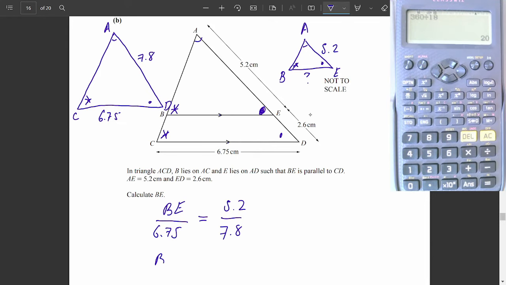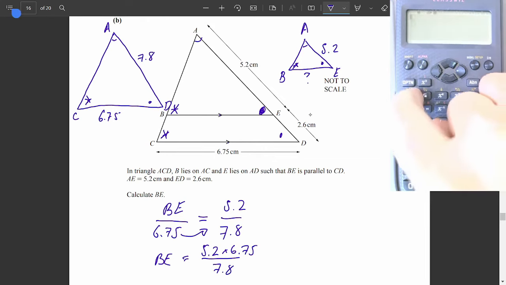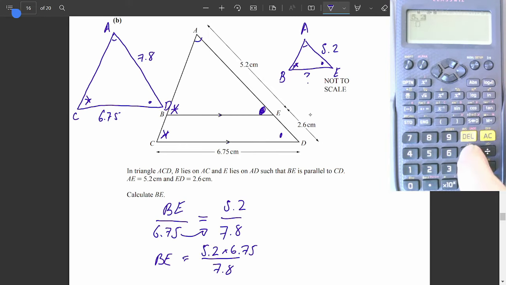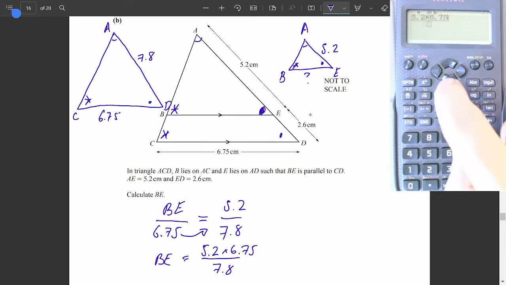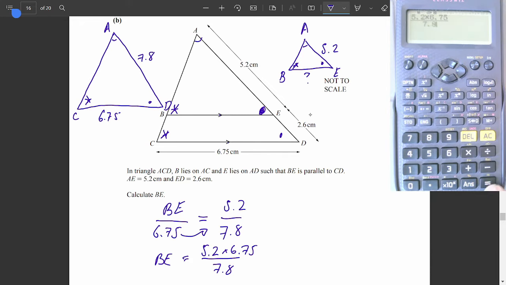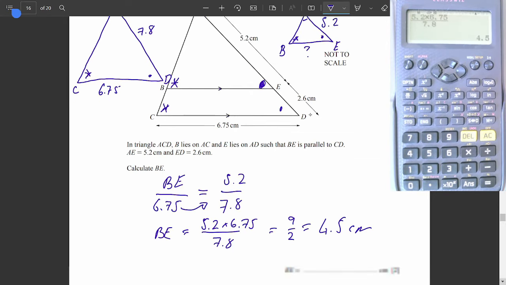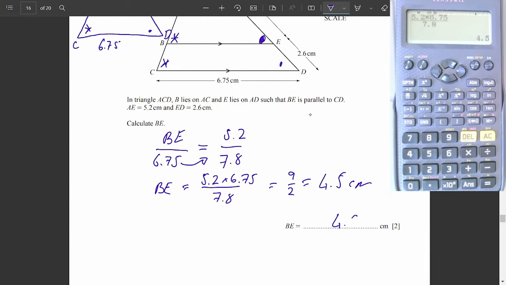So meaning if we want to know what's BE, we need to multiply the 6.75 over there. So we got 5.2 times 6.75 divided by 7.8. So we can put that into our calculator. Equal, and we get the answer 9 over 2. Oh, what's that? That's 4.5, isn't it? 4.5 centimeters. Okay, put your correct answer on the line.